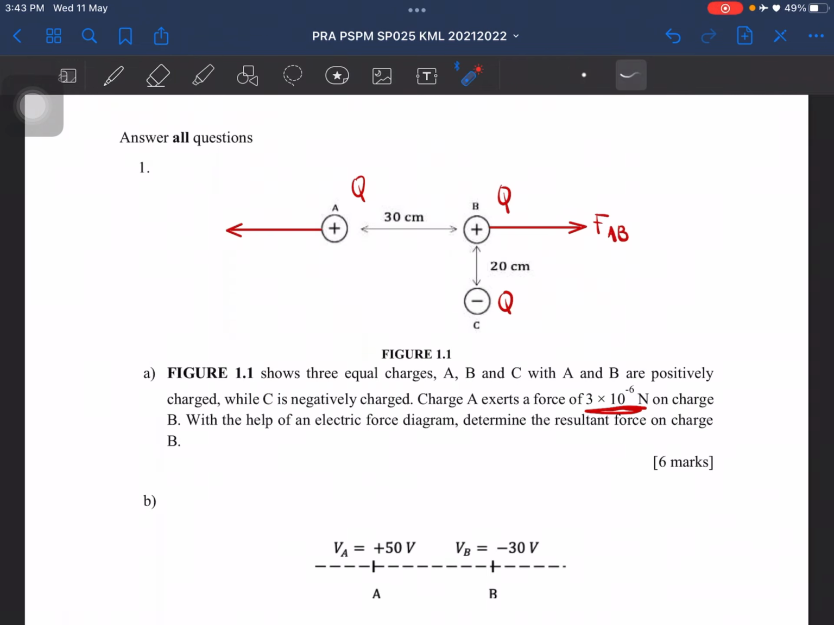And then if you look at charge B and C, they are attracted to each other because this is a positive charge and this is a negative charge, okay. So this is going to be pointing down like this, like this and like this, okay. So this one is the force due to charge C on charge B, okay. Right, so now with the help of an electric force diagram, determine the resultant force on charge B only. So we are going to look at this diagram only, okay.